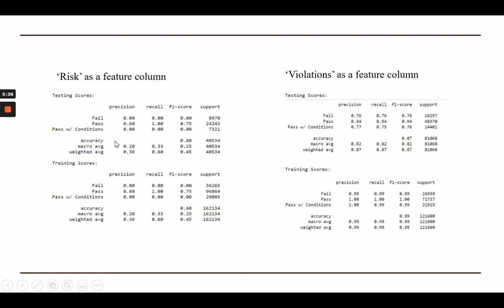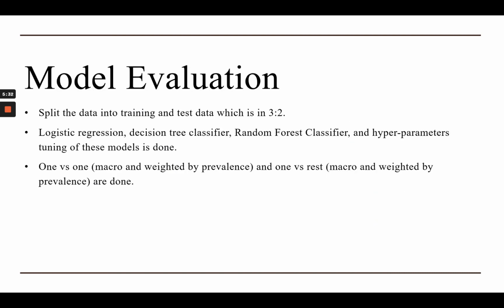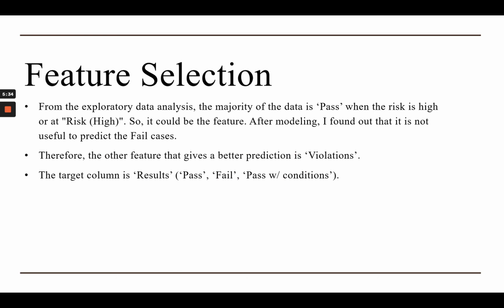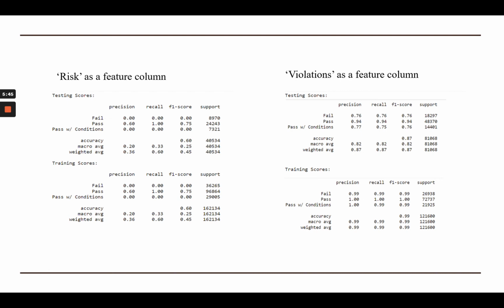So we can only predict a few. If it is passed, then only you can predict, and that too to a certain extent. So I have chosen another feature column, violations. The violation column is mostly like feedback, in a string or sentence format, so I had to break it down and do encoding for that. So I got some results for that.